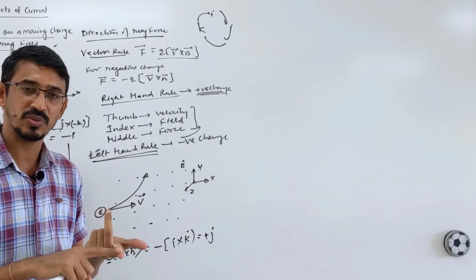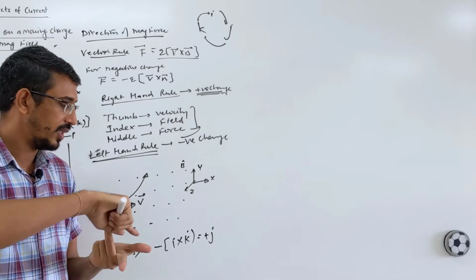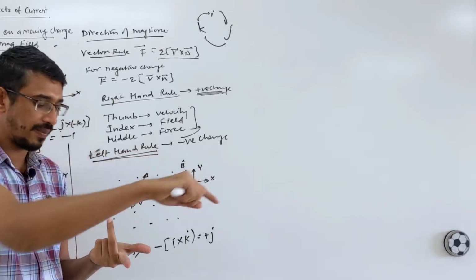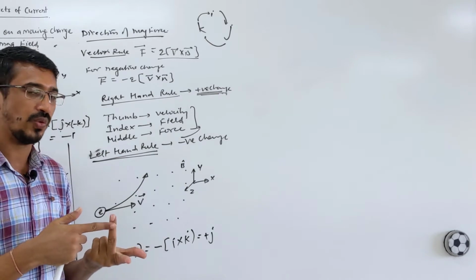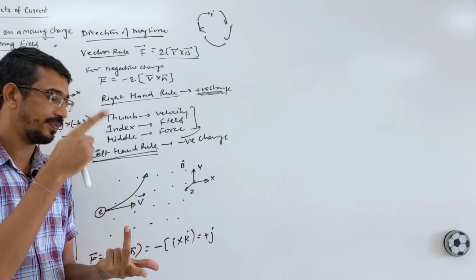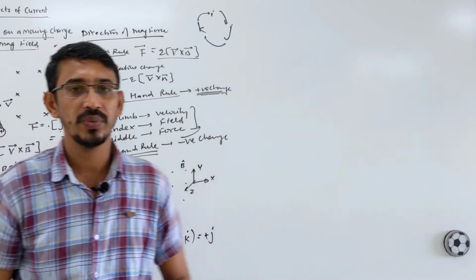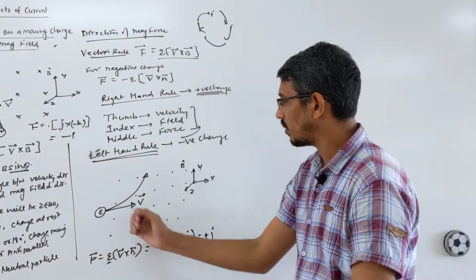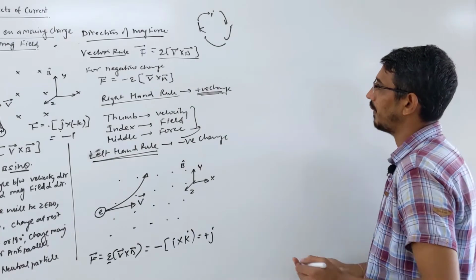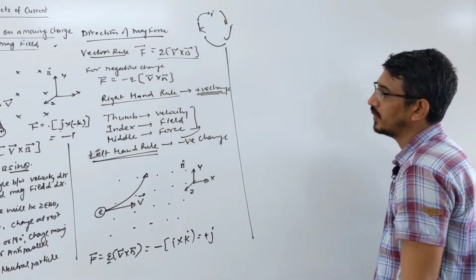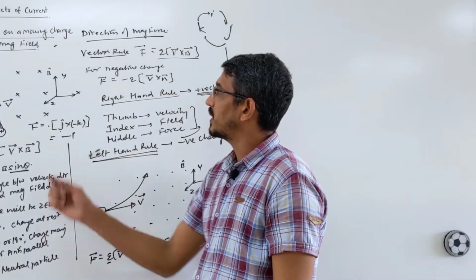This finger shows the magnetic field outward, this thumb shows velocity towards the left. So this middle finger shows force, and that's upward, right? So the upward force we also calculated by the vector rule, right? So both ways you can find the direction of the force. Vector rule is always easy.